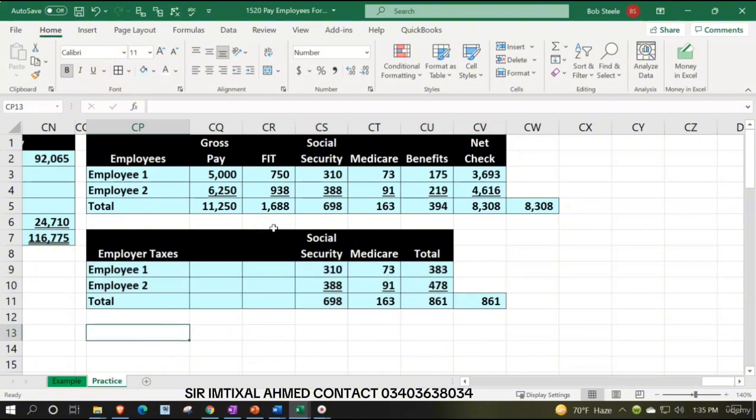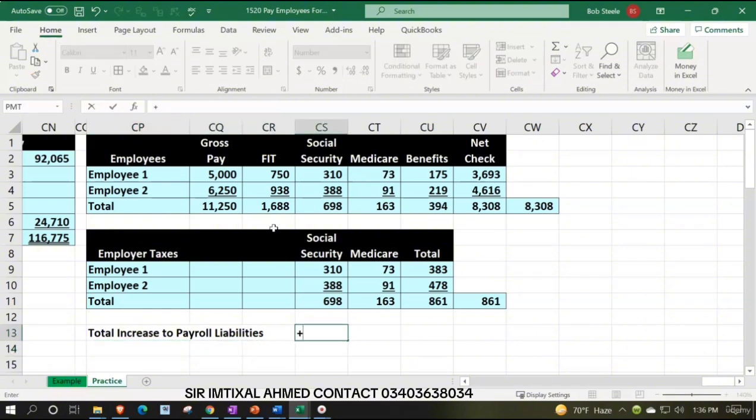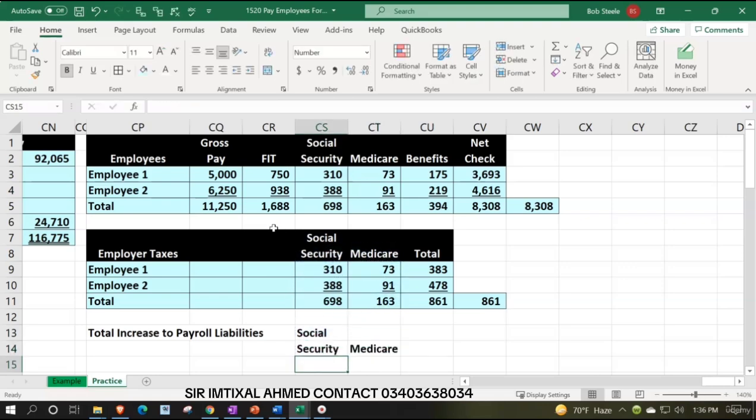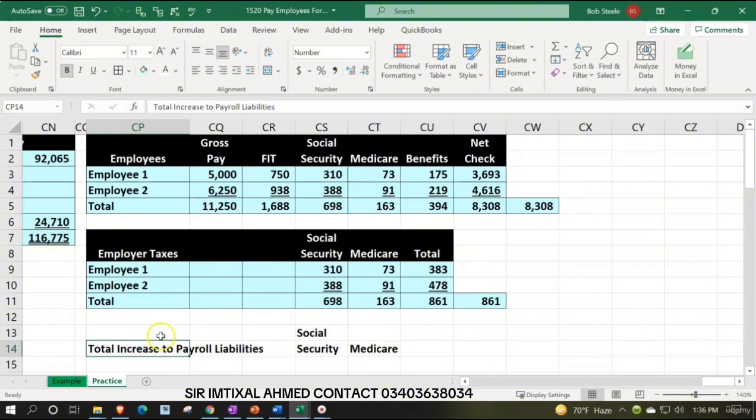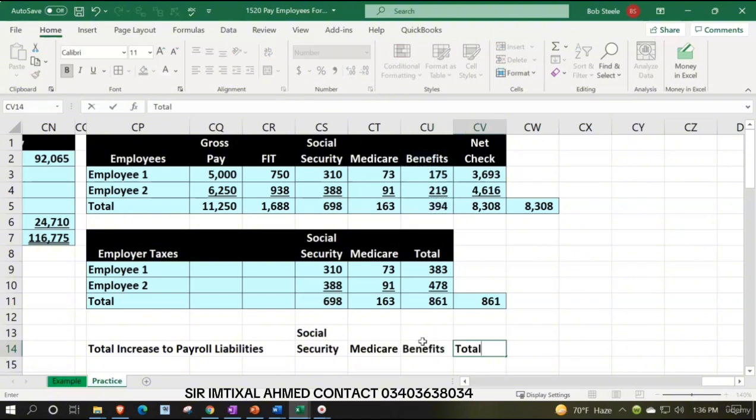And then that's going to be, I'm going to call this the total increase to payroll liabilities. And so the total increase is going to then be the Social Security and the Medicare. This is going to be the increase to the liabilities, meaning both the employer and employee sides that we're dealing with here. And that's going to be a total. And so then we're also going to have the benefits. The benefits that we're going to have, I'm going to increase, and then we're going to say total.